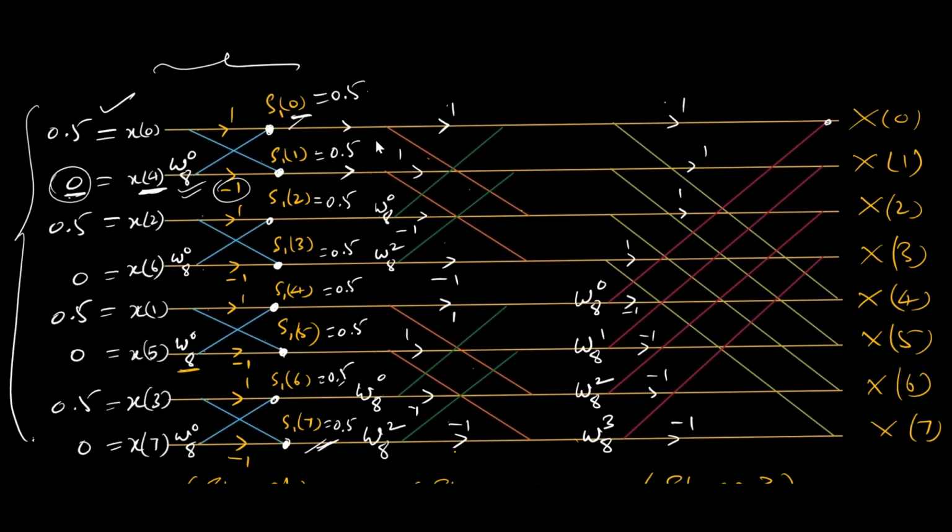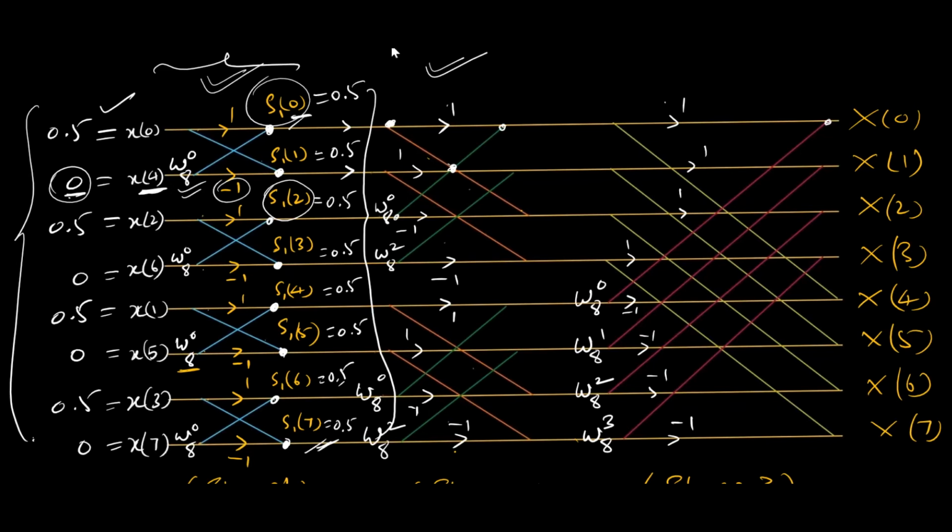Now these elements, S1 0 to S1 7, will act as inputs to the stage 2 butterflies. In a similar way to how we calculated for stage 1, we'll calculate for stage 2. Now let us do the calculations for butterfly 1 of stage 2. Its upper sample is S1 0, and the other sample is S1 2. These two are going to be paired.